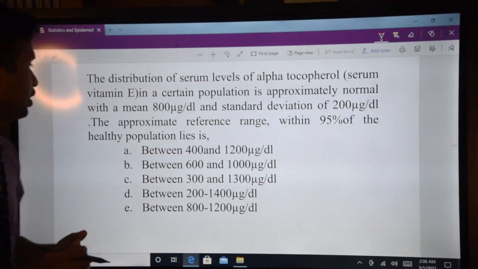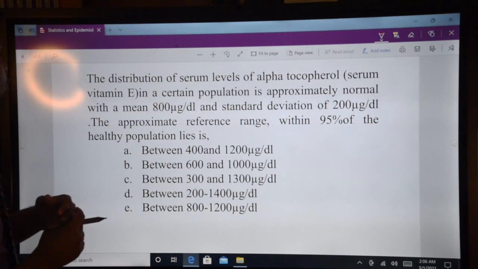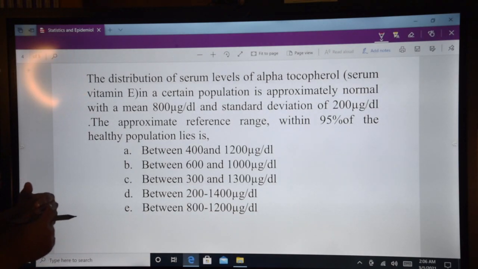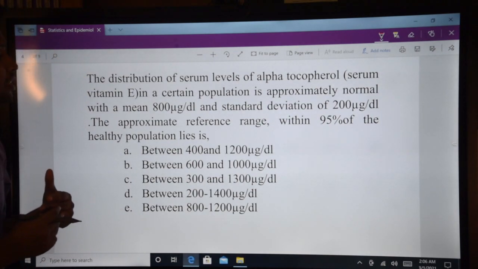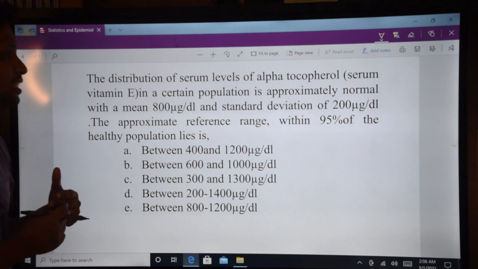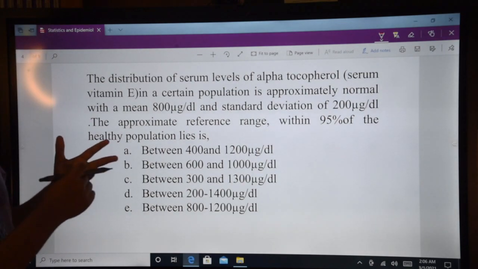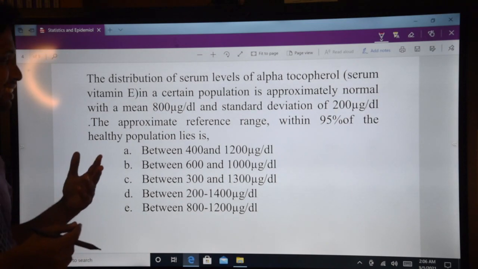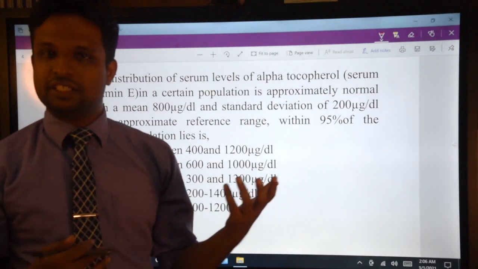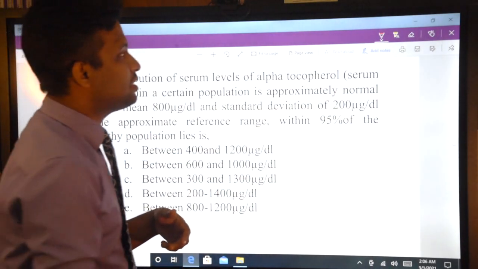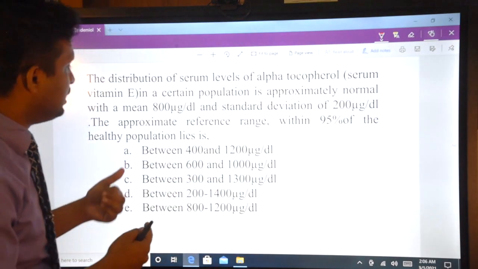Again, a simple MCQ. The distribution of serum levels of alpha tocopherol, or serum vitamin E, in a certain population is approximately normal with a mean of 800 micrograms per deciliter and a standard deviation of 200. The approximate reference range within which 95% of the healthy population lies is here. They are testing your knowledge on normal distribution, which is very simple. Let's see how we can apply the normal distribution knowledge in this MCQ.